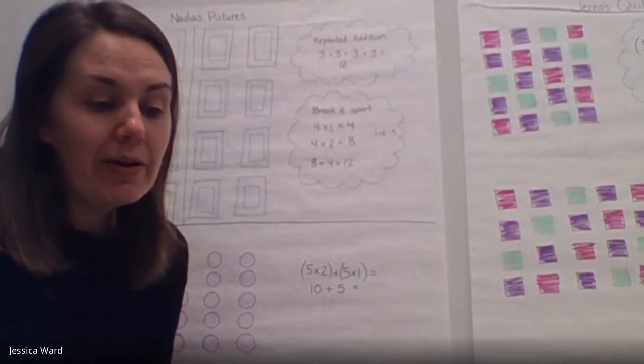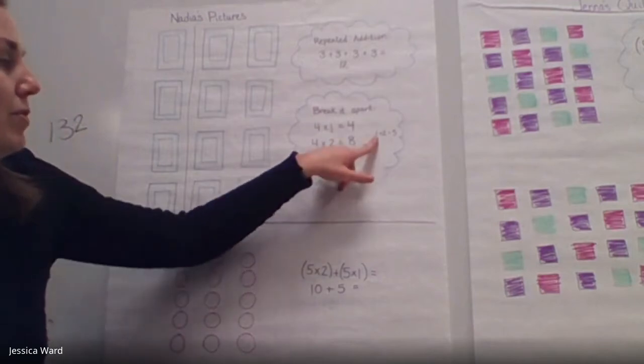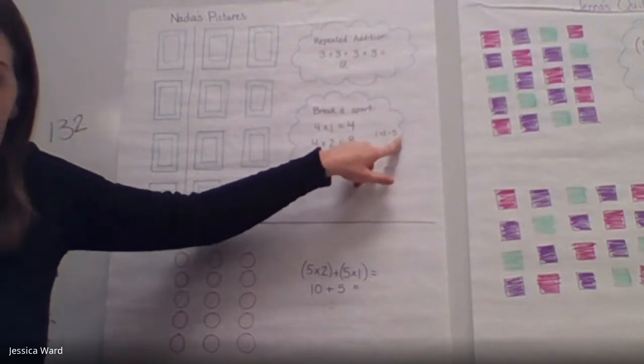Number 2 says, look at the model it, write 2 numbers that 3 was broken into to help solve the problem. So we broke it apart into 1 and 2, which together would make 3.